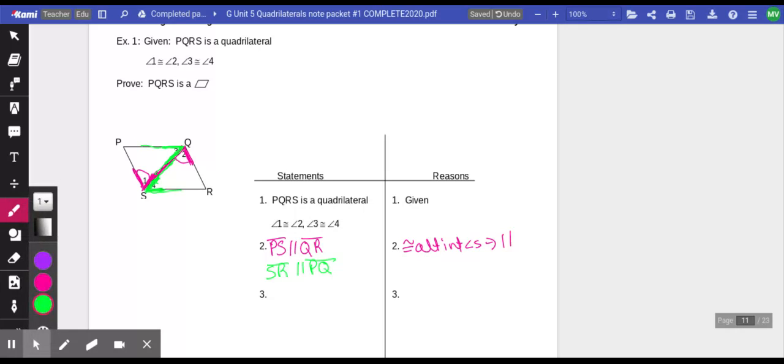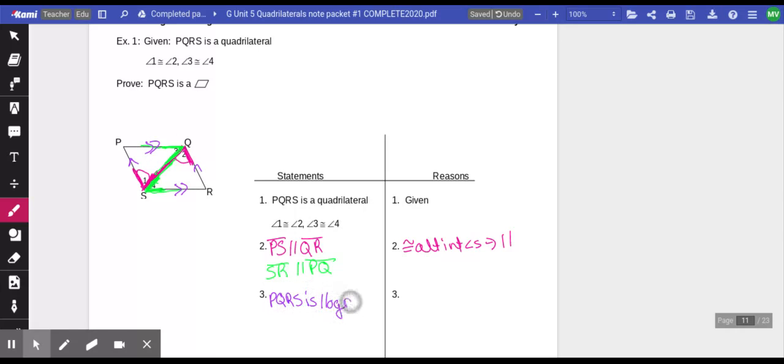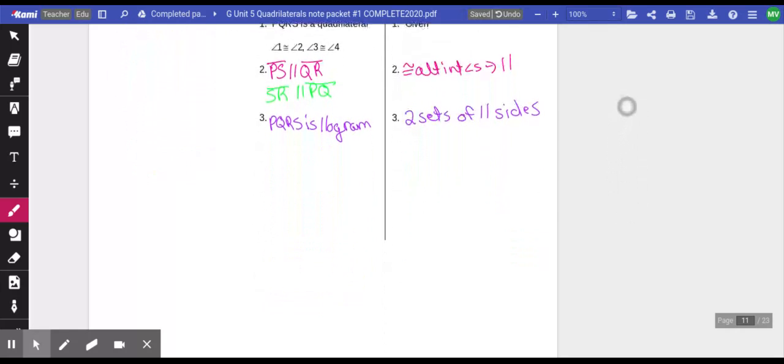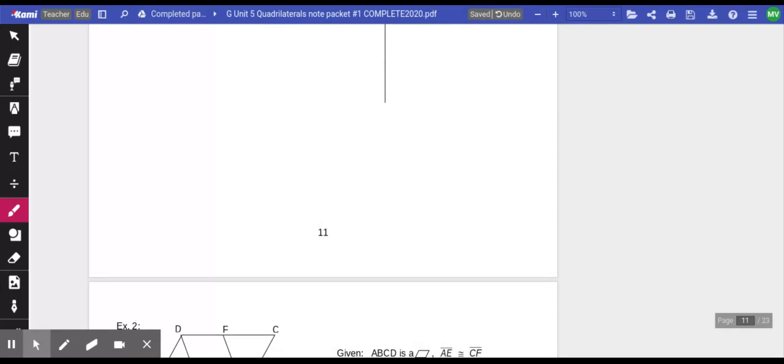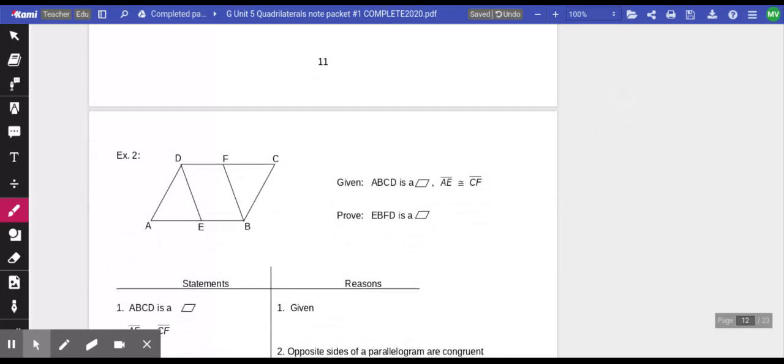Now that I know both those pairs are parallel, that means this has to be a parallelogram, because it has two sets of parallel sides. So again, we're using our alternate interior angles.